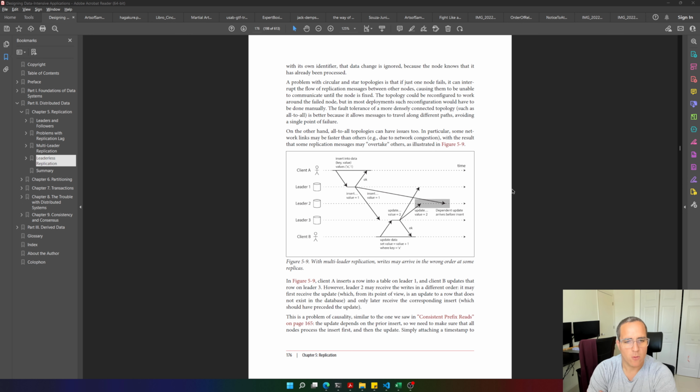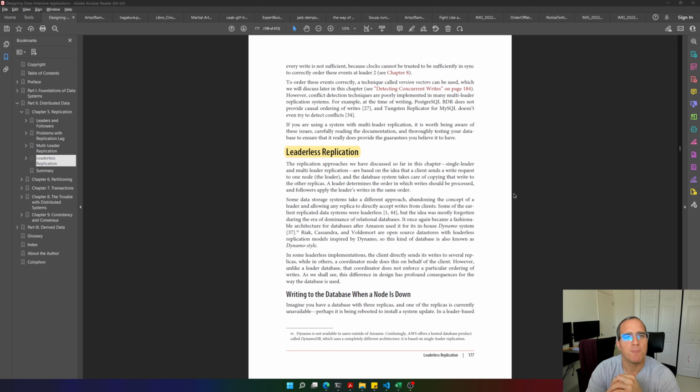It may first receive the update, which from its point of view is an update to a row that does not exist in the database, and only later receive the corresponding insert, which should have preceded the update. This is a problem of causality, similar to the one we saw in consistent prefix reads on page 165. The update depends on the prior insert, so we need to make sure that all nodes process the insert first and then the update. Simply attaching a timestamp to every write is not sufficient, because clocks cannot be trusted to be sufficiently in sync to correctly order these events at leader 2.